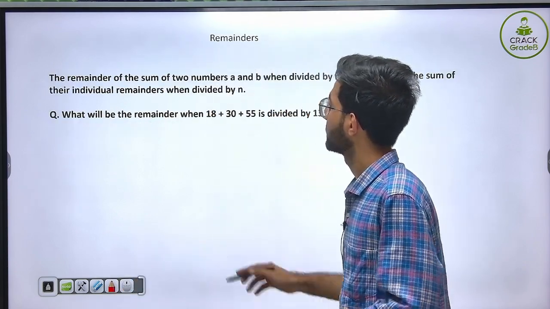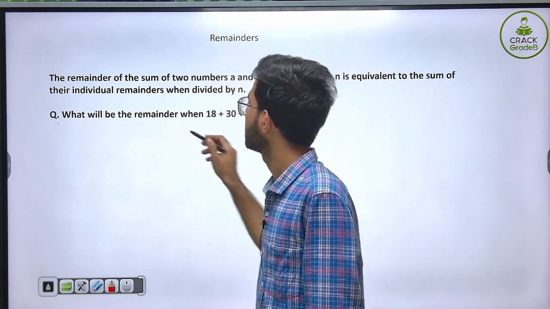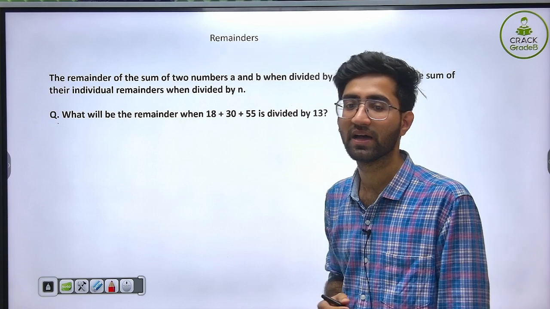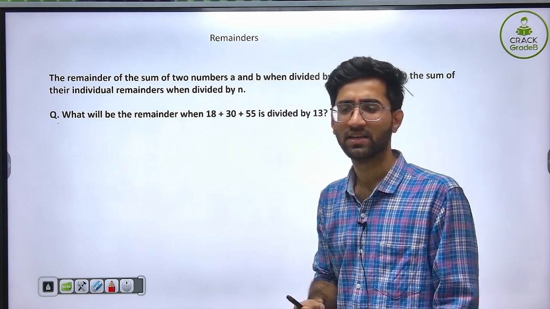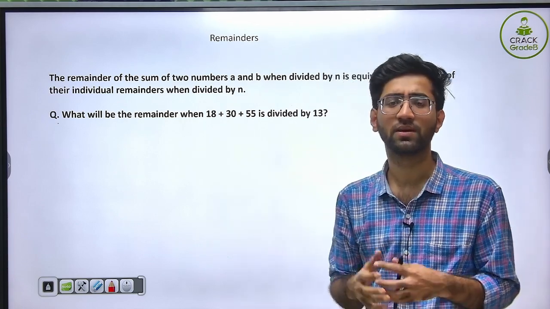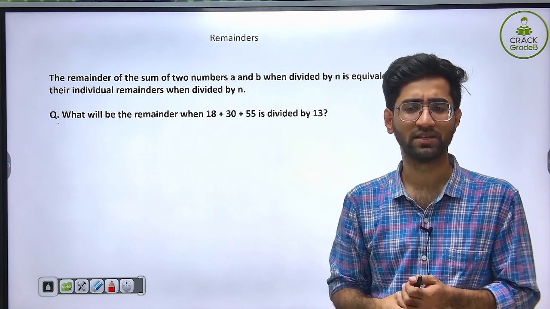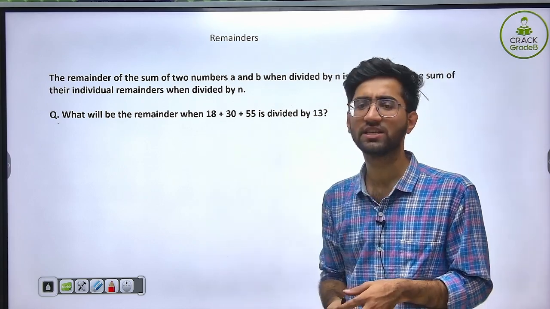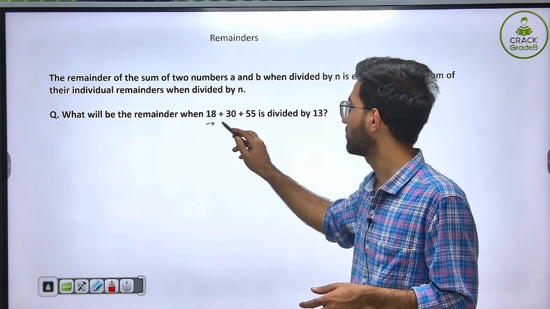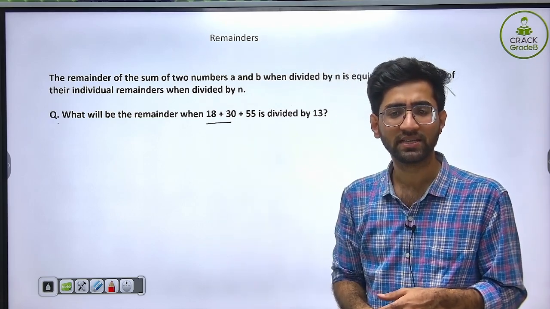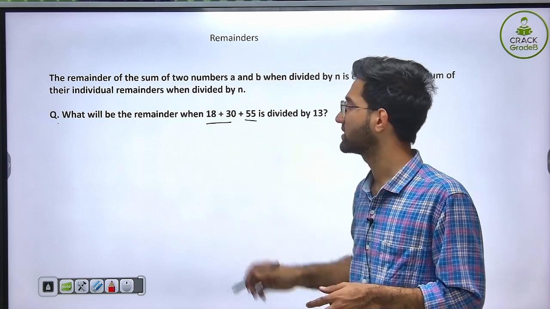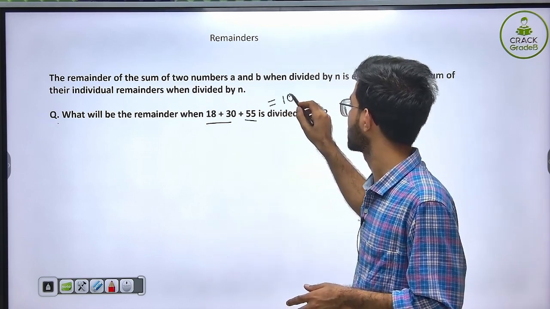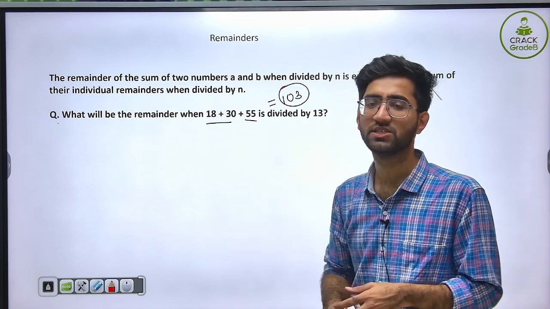Now the question is, what will be the remainder when 18 plus 30 plus 55 is divided by 13? Suppose you get this kind of simple question, one way is to add all the numbers, right? 18 plus 30 is how much? 18 plus 30 is 48, and 48 plus 55 is equal to 103, right?